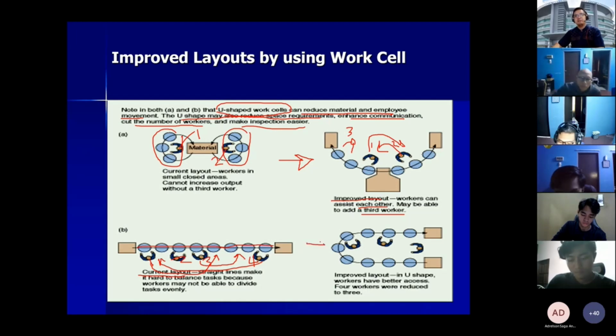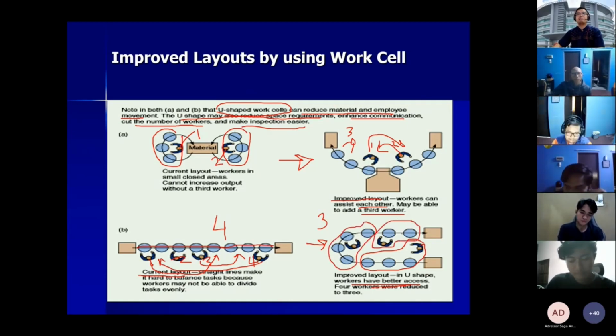And we improve here. Look at this U shape. Workers have better access, and 4 workers were reduced to 3 workers. From using 4 workers here, we are using only 3 workers here. So the work can be divided. For example, this worker is involved in this area, this worker in this work area, and another worker in this work area, each focusing on that particular workstation or work unit. This is how we improve the layout by using U-shaped work cells.